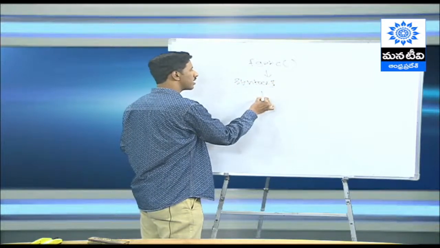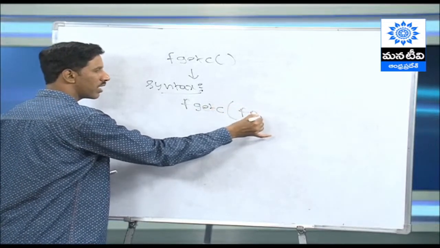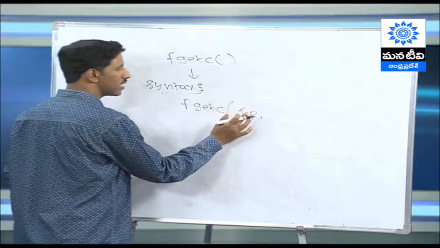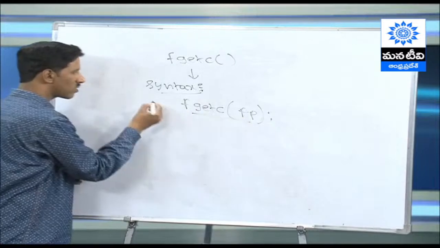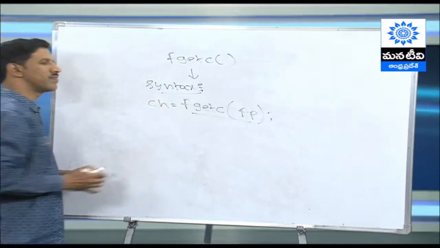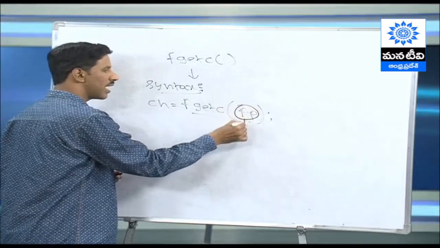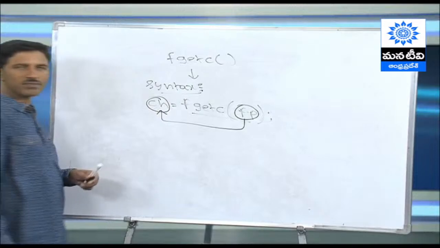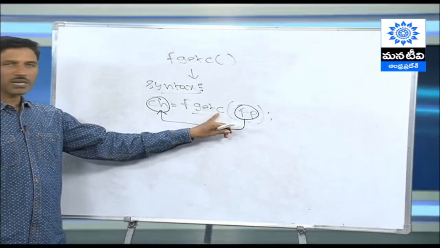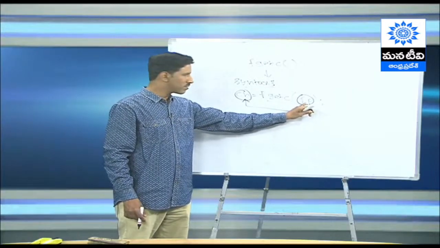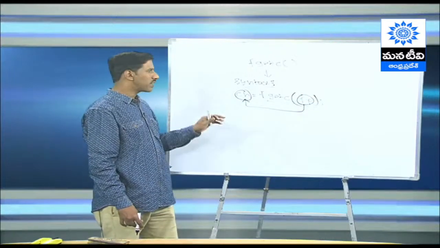Syntax of this function: fgetc(fp), where fp is called the file pointer. Here I want to use the file pointer, and the character I want to read goes into one variable, ch. What is the meaning of this? I want to read the character from the file and read it into ch. F is file, get is reading, c is character. I want to read the characters from the file one by one and store them into the ch variable. That is the fgetc syntax.